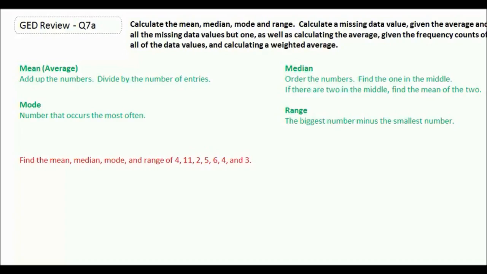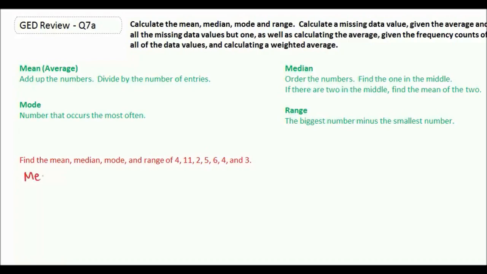Now, if there's two numbers in the middle, you're just going to find the mean of the two of them. So you add those two numbers up and divide it by 2, and that's your median. The mode is the number that occurs the most often, and the range is the biggest number minus the smallest number. So we're going to find the mean, median, mode, and range of this set of data.